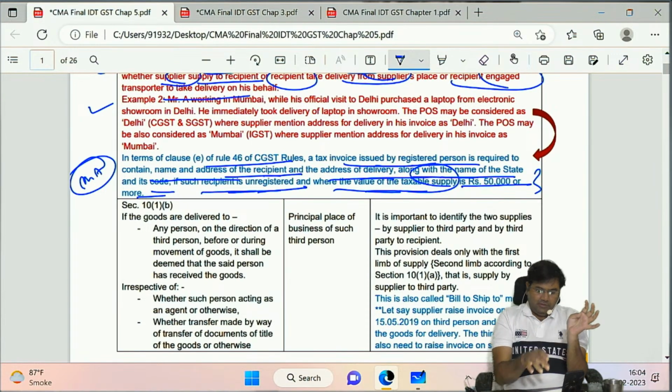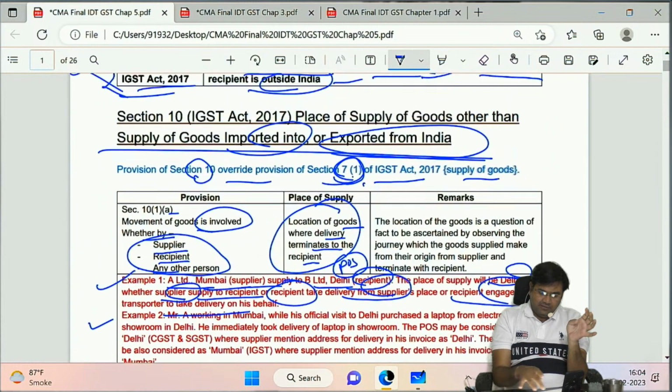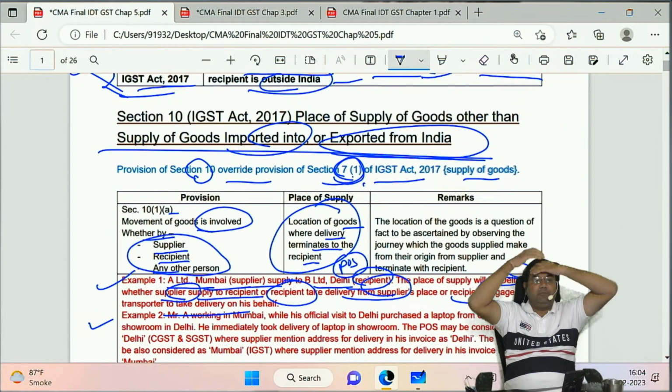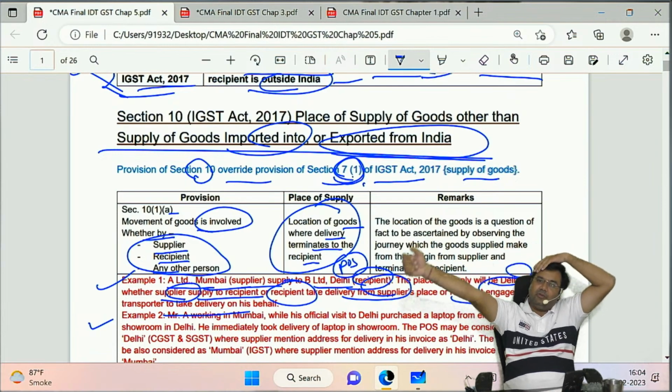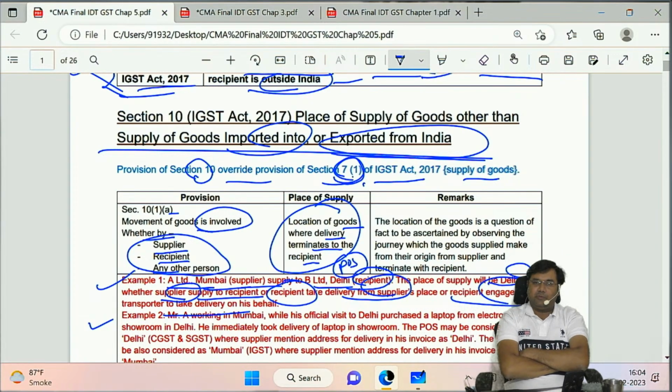Okay. So it is very clear, anyone can take it. Goods movement can be done by anyone, including the recipient. So Mr. X is taking it to Chennai. So what is going to be the place of supply? Chennai. Because now he has asked you, because of this provision. So place of supply is no more Delhi, it is going to be Chennai.